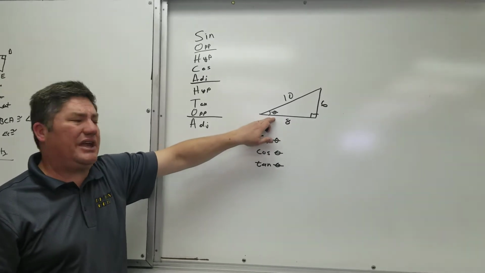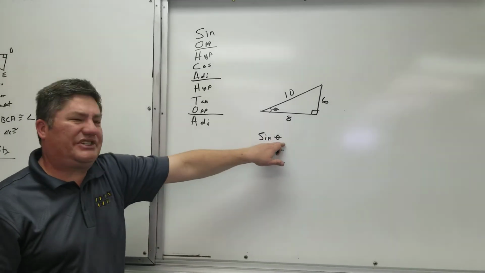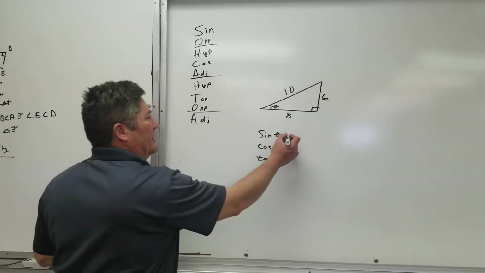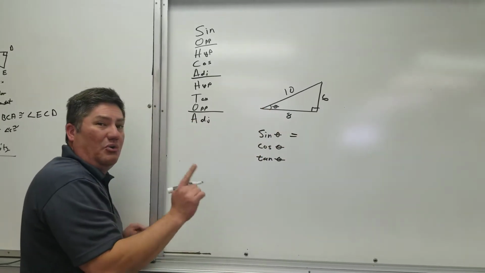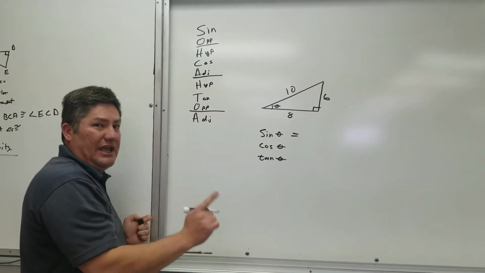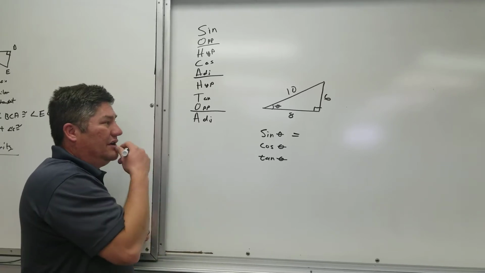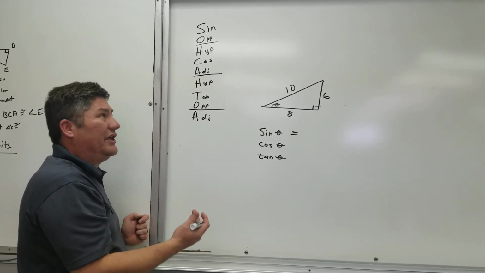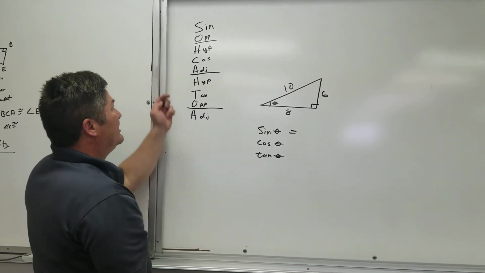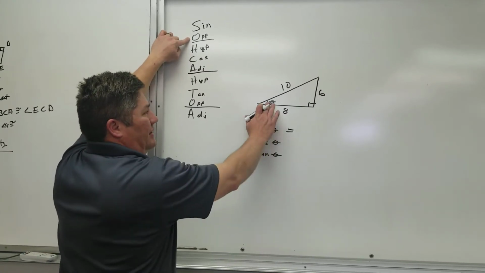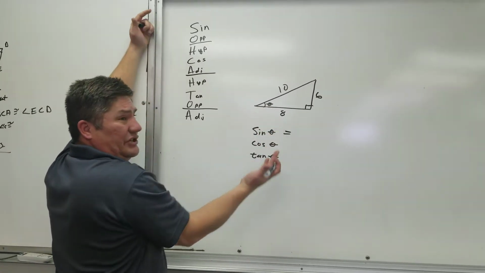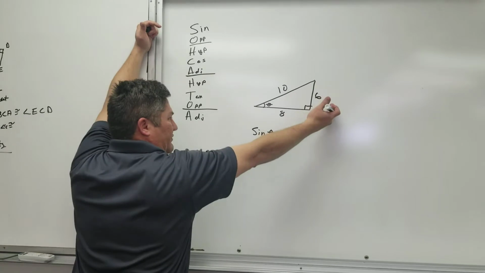So from this theta, we're going to do the sine of the angle theta. So I start from the angle. Always start from the angle that is given. So the sine of theta is going to be the side opposite of the angle. So think about this angle. What is the side opposite? It's 6.